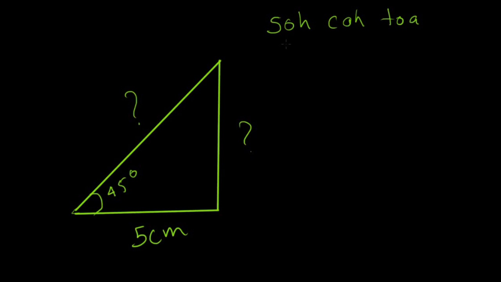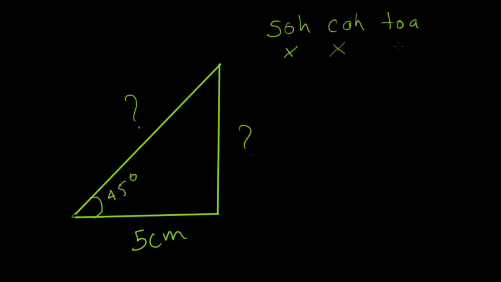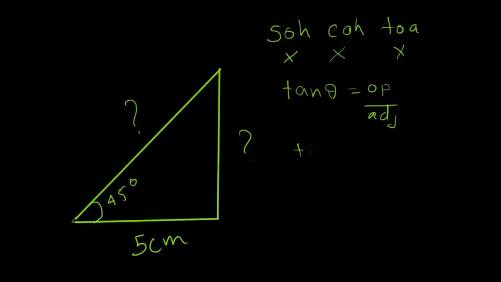This has an opposite but no adjacent, so we can cross out this one. This has an adjacent but no opposite, so we can cross this one too. This has an opposite and an adjacent, so we can use the tangent function. So the definition of tangent function is tan of theta is equal to opposite divided by adjacent. After plugging in the values, we can write tan of 45 degrees is equal to opposite, which we don't know, divided by adjacent, which we know, which is 5 centimeters.